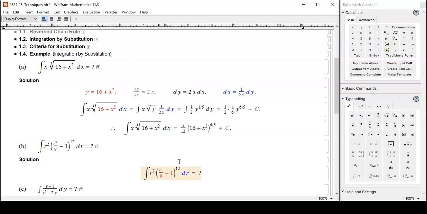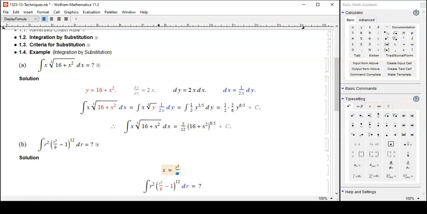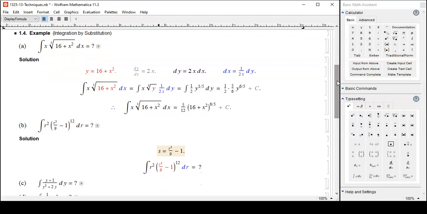So inside of the composite function, let's take another character. S is equal to r cubed over 9 minus 1. Okay, let's start from there. And that will go right here. That's going to be substitution number 1.